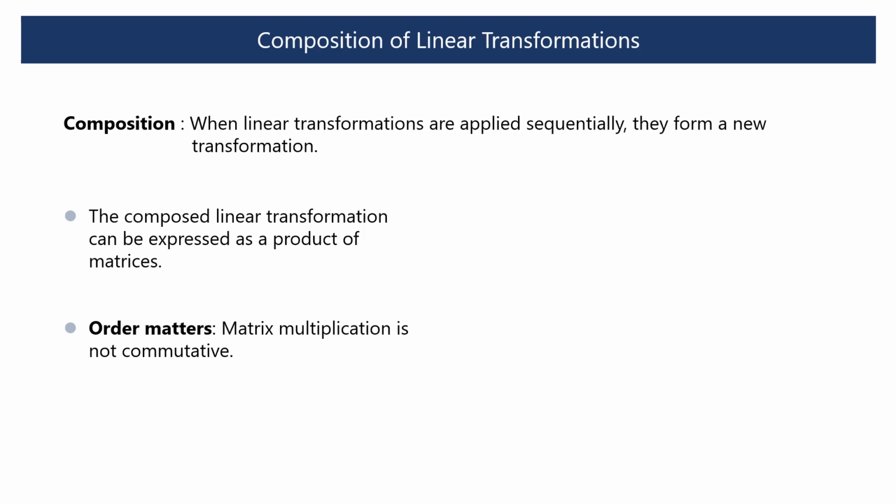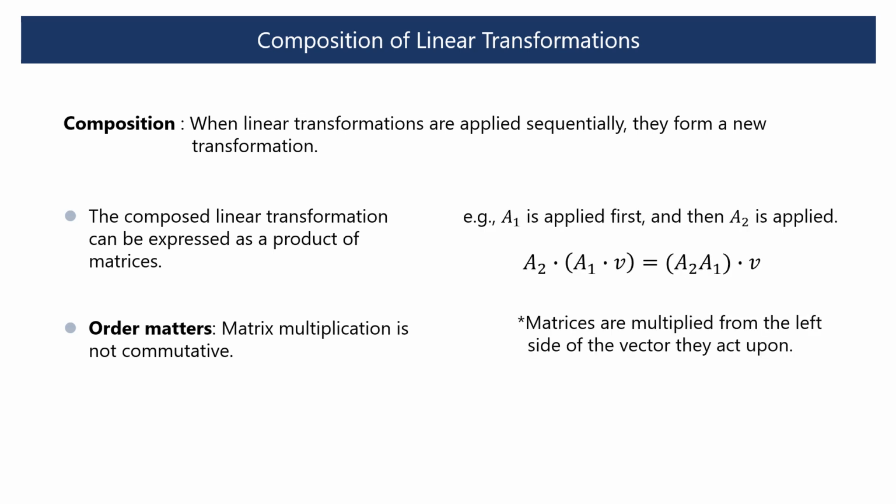When linear transformations are applied sequentially, they form a new transformation. This is called composition. The composed linear transformation can be expressed as a product of matrices, meaning that multiple transformations can be applied through a single calculation. For example, if the matrix A1 is applied first, and then the matrix A2 is applied, the composition of the transformation is written as A2 after A1 on V.